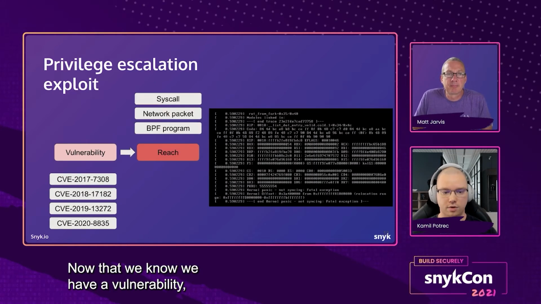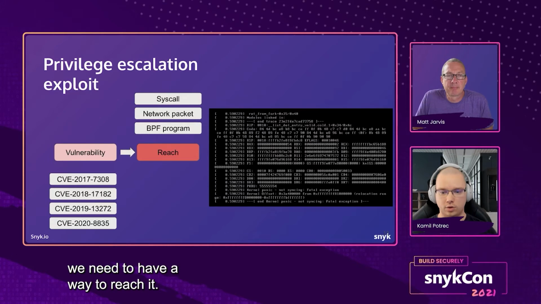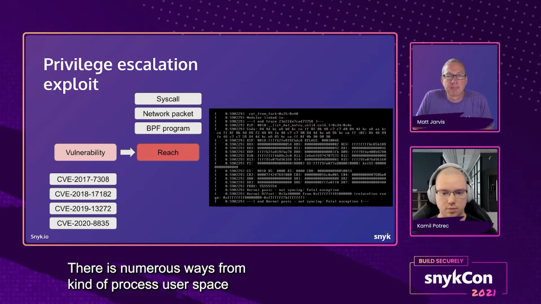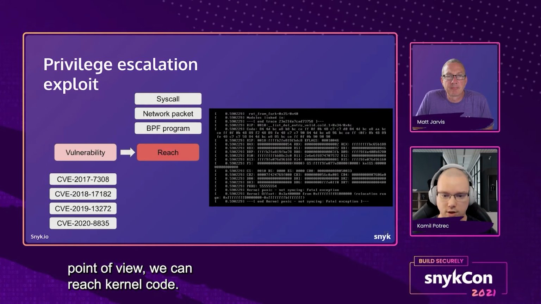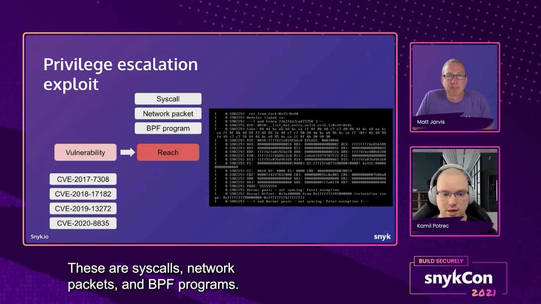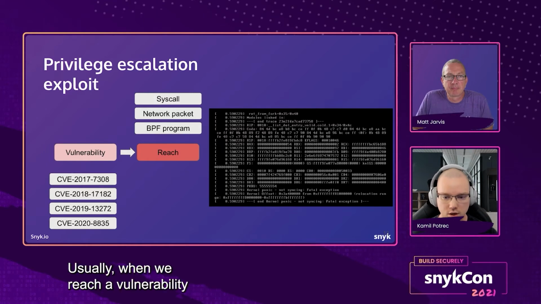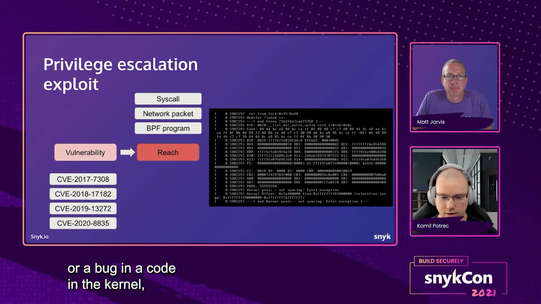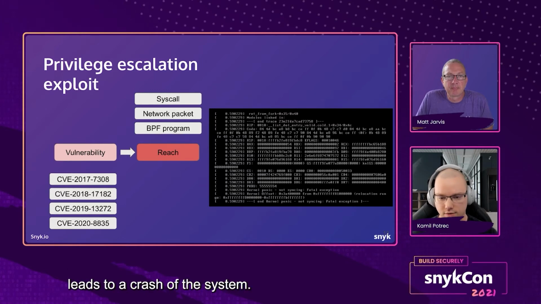Now that we know we have a vulnerability, we need to have a way to reach it. There are numerous ways, from the process user space point of view, that we can reach kernel code. These are syscalls, network packets, and BPF programs. Usually when we reach a vulnerability or a bug in kernel code, that leads to a fatal exception that leads to a crash of the system.